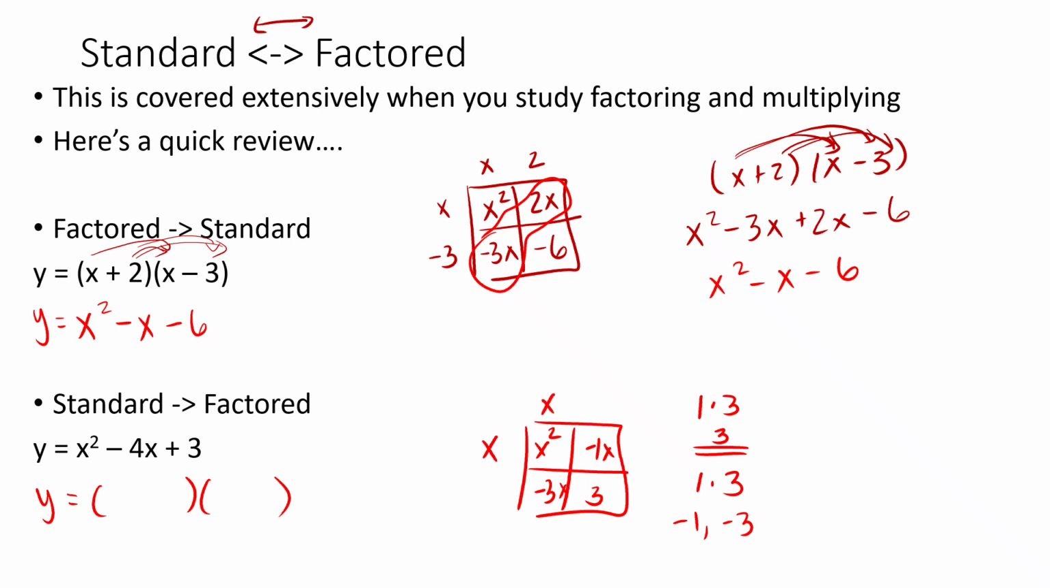X times x is x squared, -1 times x is -1x, and -3 times x is -3x, and -1 times -3 is +3. Therefore, my factors are x minus 1 and x minus 3.